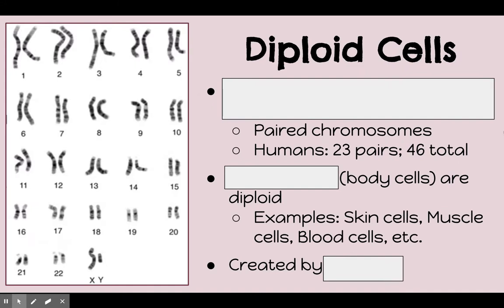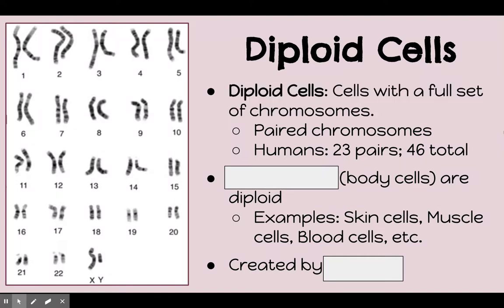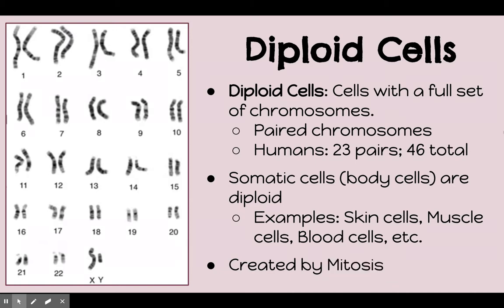Okay, so now we're going to get into talking about diploid cells versus haploid cells. A diploid cell is basically a cell that has a full set of chromosomes. So for humans, that means that there are 23 pairs for a total of 46. These are called somatic cells, or basically your body cells. We've talked about body cells a lot already during the cell division unit. Examples of this would be skin cells, muscle cells, blood cells, etc. These are created by mitosis.